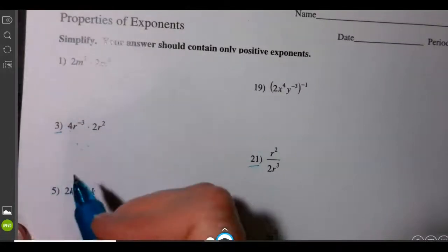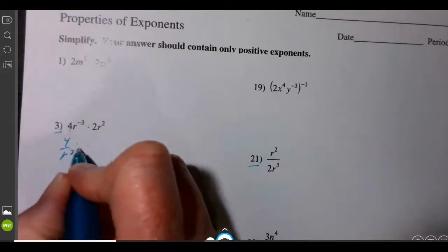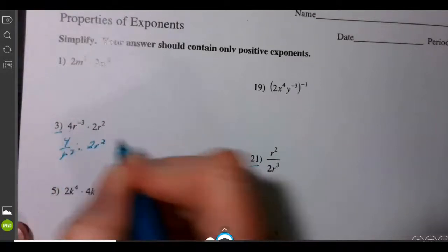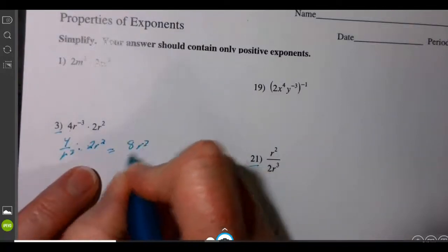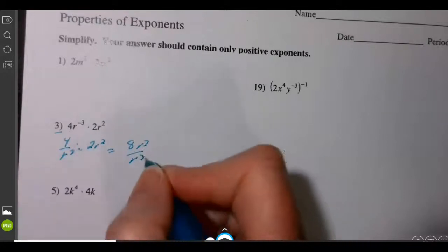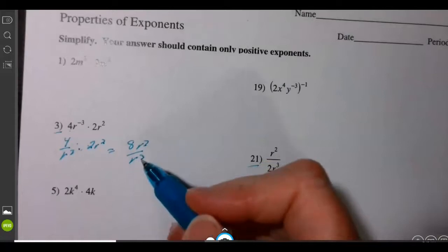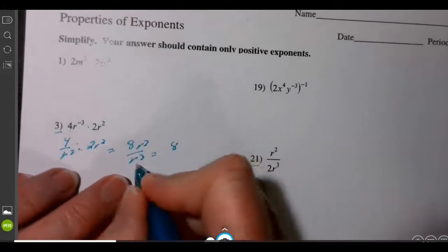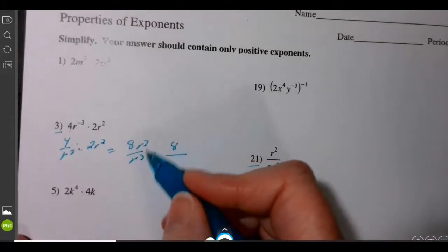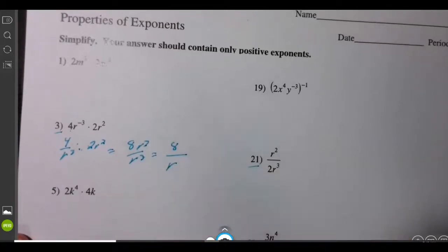One, I could take care of the negative exponents to begin with. So I could have 4 over r to the third times 2r squared. Then I could get 8 r to the second over r to the third. And what I like to do with this is the 8 is just going to hang out. With the variables, I like to see where it is bigger, and then that's where I send it. So see how the 8 just stays where it's at. The r is bigger in the bottom. Remember, when I divide, I subtract. So 3 minus 2 is 1, but it's going to be in the bottom. So it'd be r to the second.